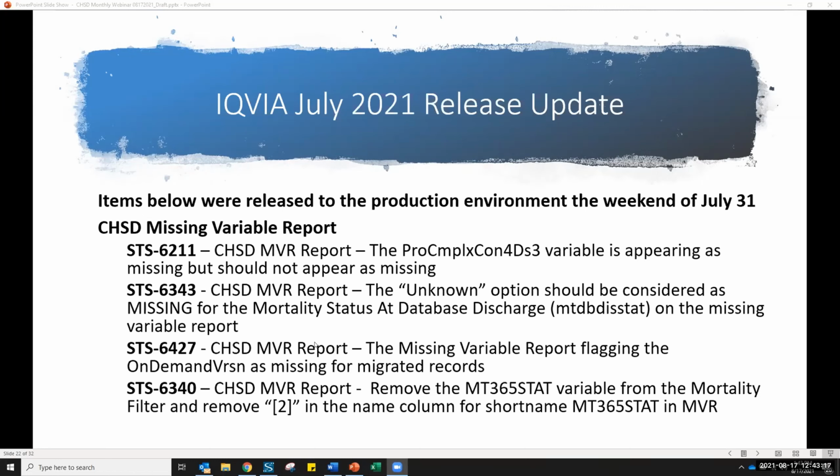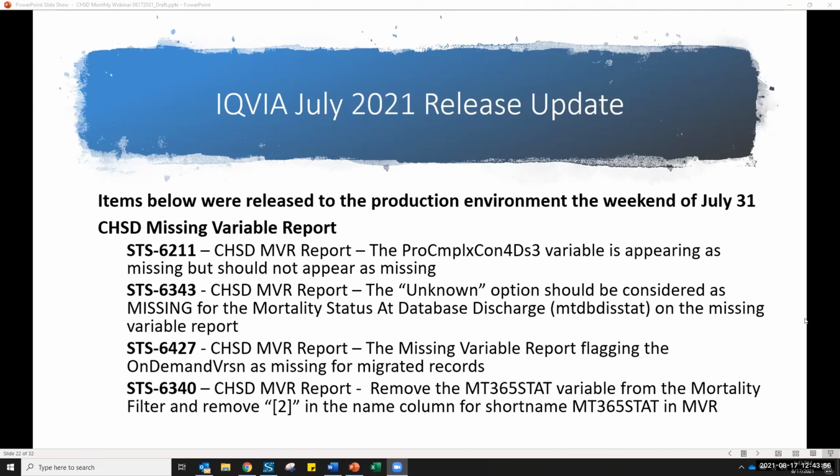So this might be something you've seen before, but in case anyone has not, we'll just go through these, starting with the missing variable report, STS 6211. The MVR had been showing the prothrombin complex concentrate 4 dose 3 as missing in the report, even though that field was not active on the case form. That should now be resolved and no longer occur. STS 6343. The MVR has been updated so that it recognizes the missing selection for mortality status at database discharge as a missing variable, in addition to the previous functionality, which used to only flag it as missing if no response was selected.